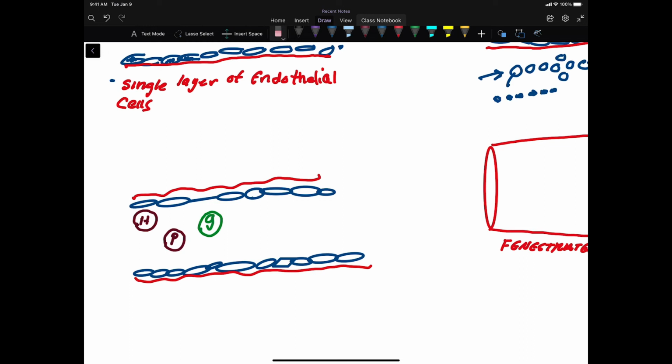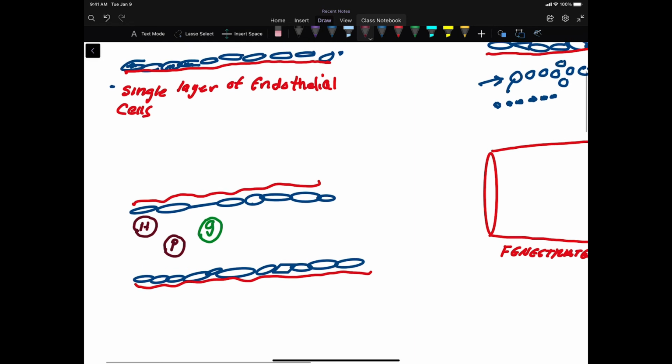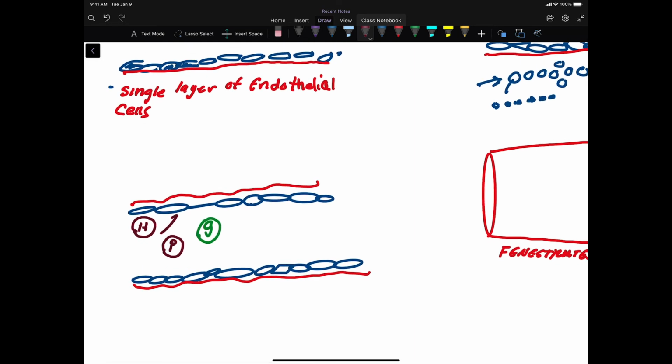So if these things, like hormones or proteins or glucose, need to get to the cells, they're going to be regulated by that oncotic and that hydrostatic pressure. So with the protein and the hormones, what might happen here is, and you know this, they might have to undergo exocytosis, or not exocytosis, but they're going to be taken in through endocytosis.